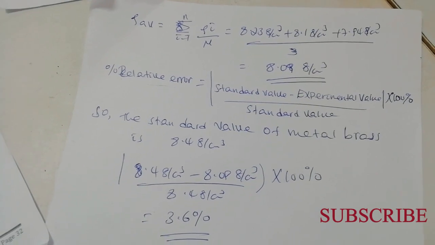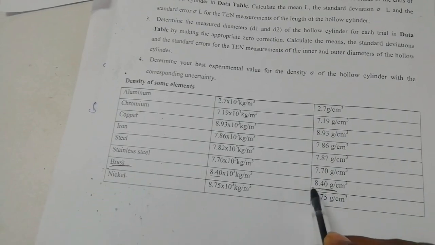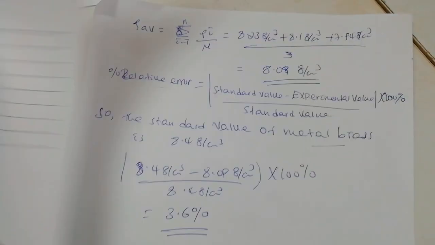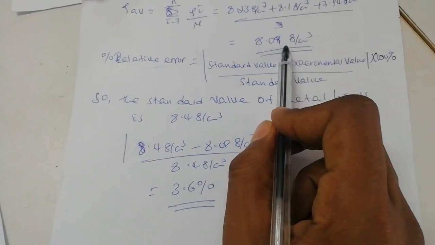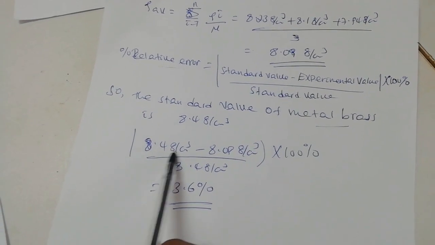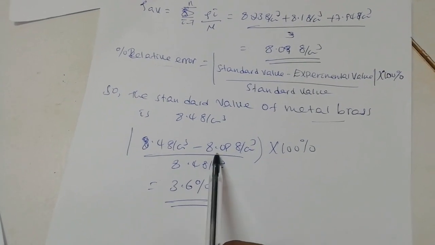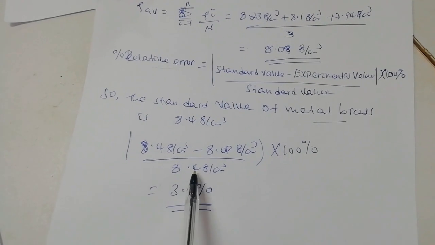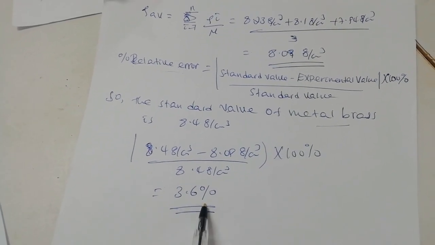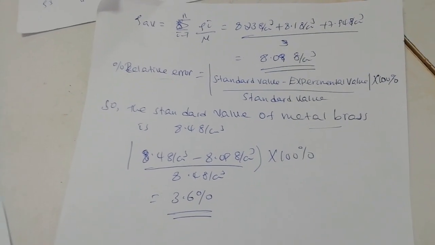So the standard value of the metal brass from here is 8.4 gram per centimeter cubed. The experimental value is 8.09 gram per centimeter cubed. If you substitute, 8.4 gram per centimeter cubed standard value minus 8.09 gram per centimeter cubed experimental value, divided by 8.4 gram per centimeter cubed standard value, times 100, it is around 3.6% error. So this is when you are using the vernier caliper.